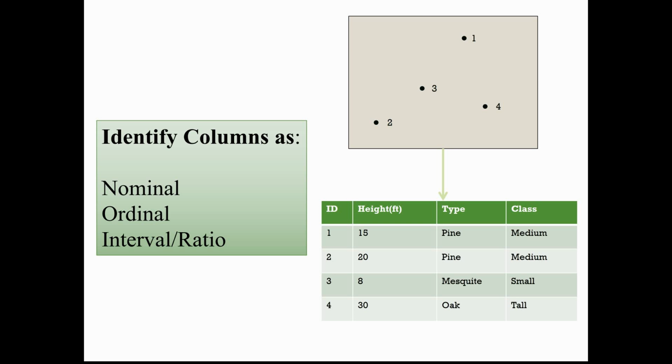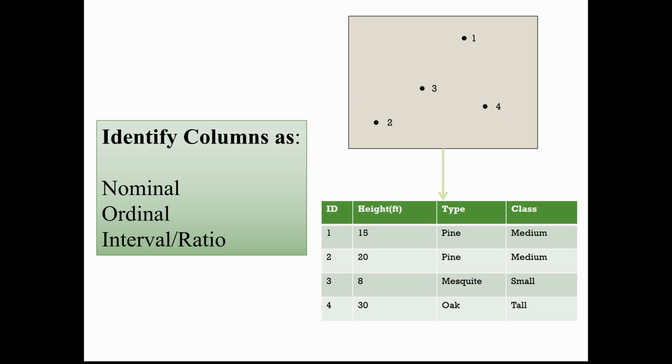Now you know 4 different attribute categories. Let us take a look at an example dataset and its related attribute table, and try to identify each column as holding nominal, ordinal, interval, or ratio data. The dataset we are looking at contains 4 objects, and each one of those objects represents a tree. Each object has 4 attributes showing in the attribute table: ID, height in feet, type, and class.